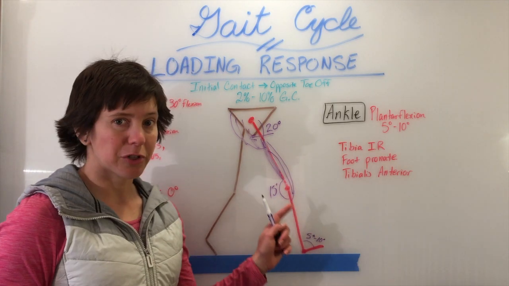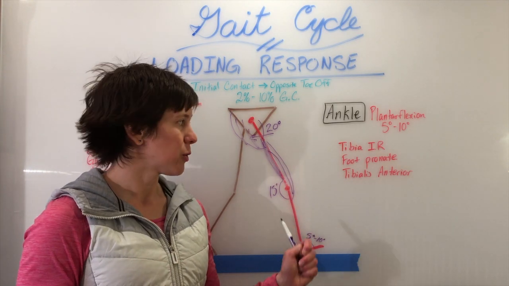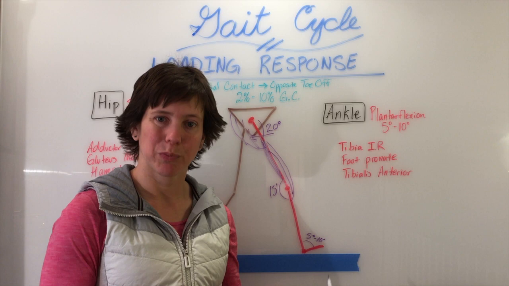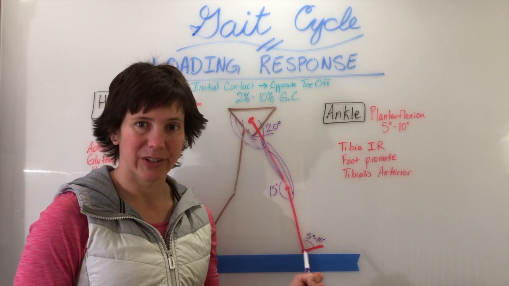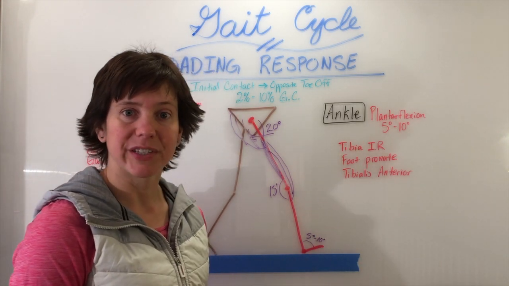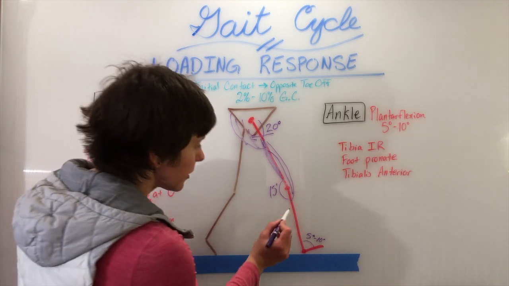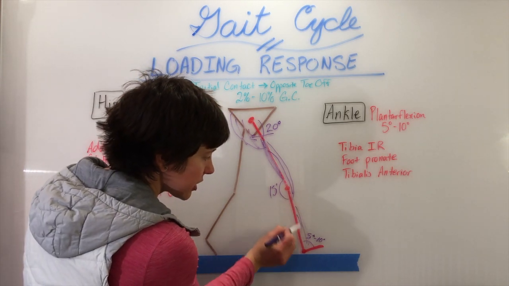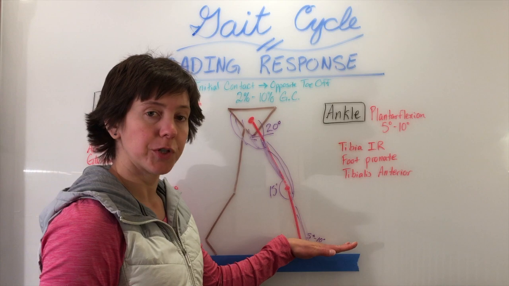And the tibia is starting to internally rotate, which means that the foot is starting to pronate. And the muscle activated for the ankle is the tibialis anterior. It is working eccentrically to slowly lower the foot onto the ground.